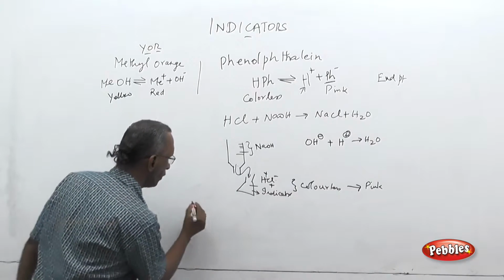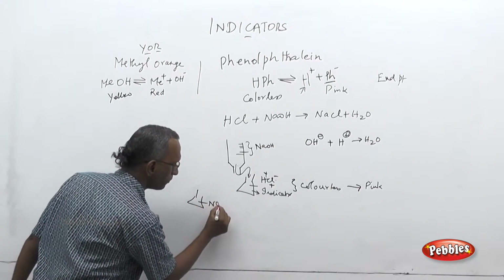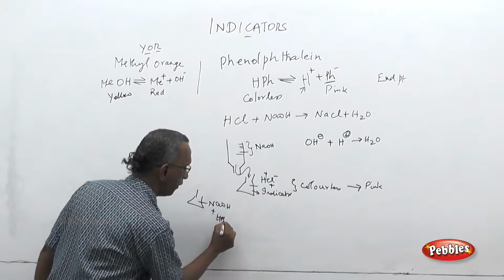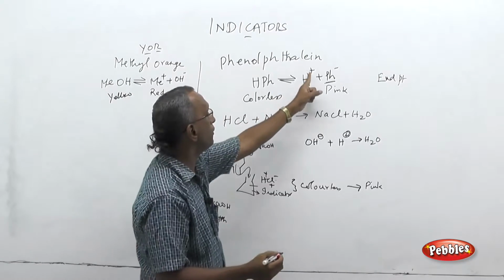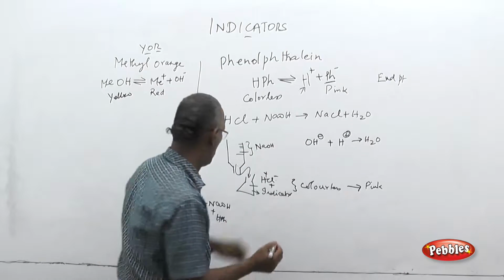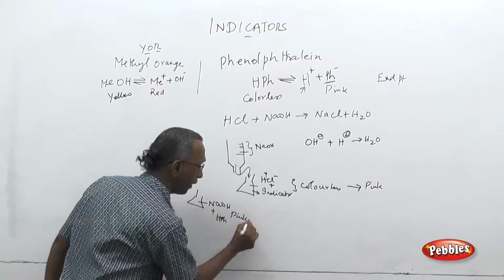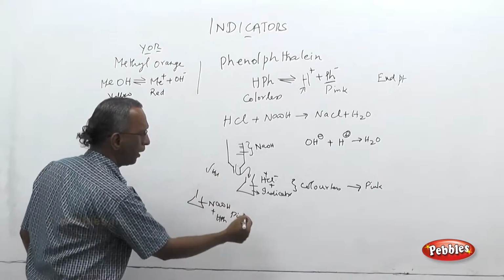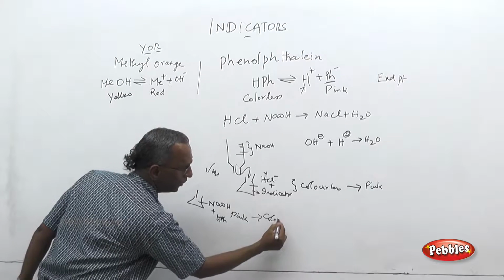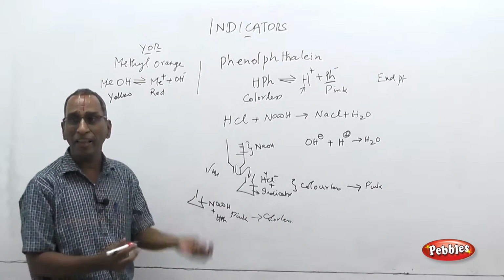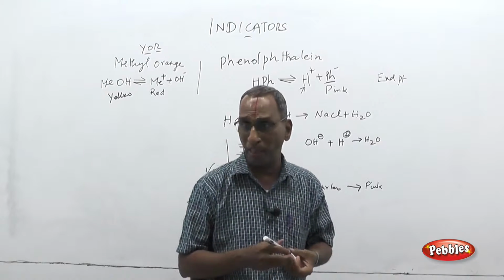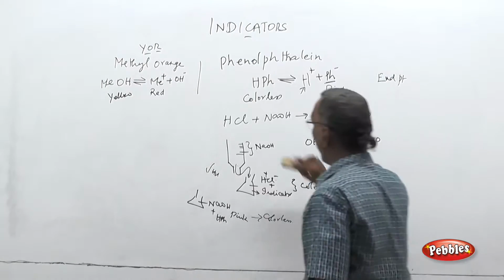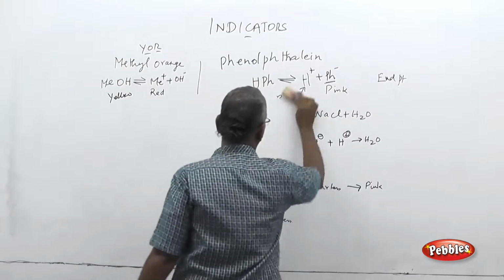Alternatively, if you take sodium hydroxide in the conical flask, sodium hydroxide plus phenolphthalein, phenolphthalein is a weak acid. In this reaction, the H plus and OH minus are removed, and it becomes pink. The conical flask contents are pink. To this pink, if you add HCl from the burette, it becomes colorless. In that case, it is called disappearance of pink color. Appearance of pink color or disappearance of pink color explains the function of phenolphthalein as the indicator.